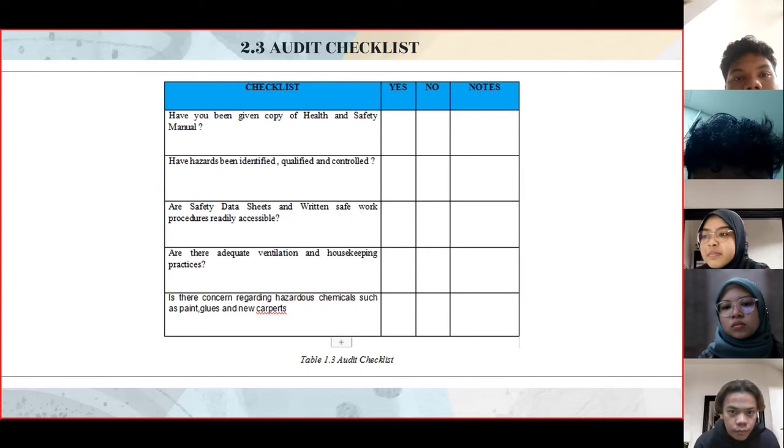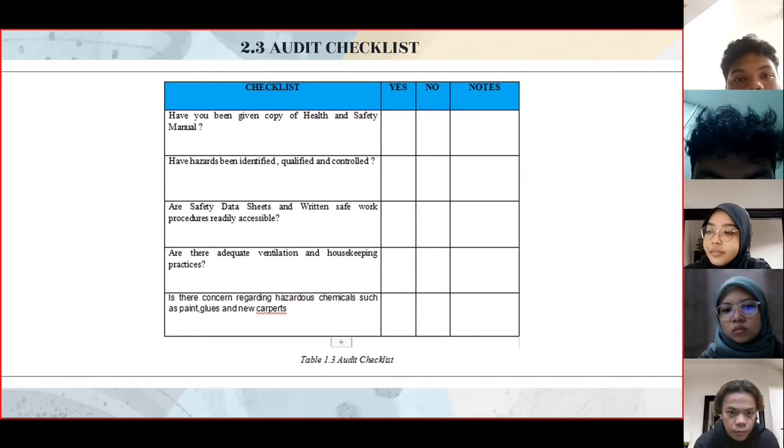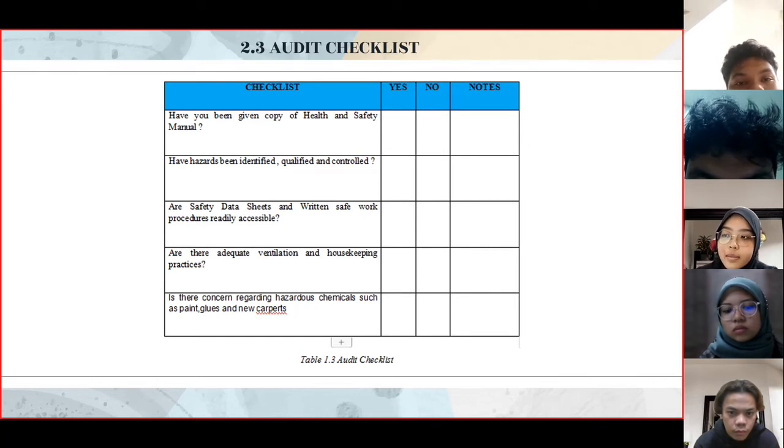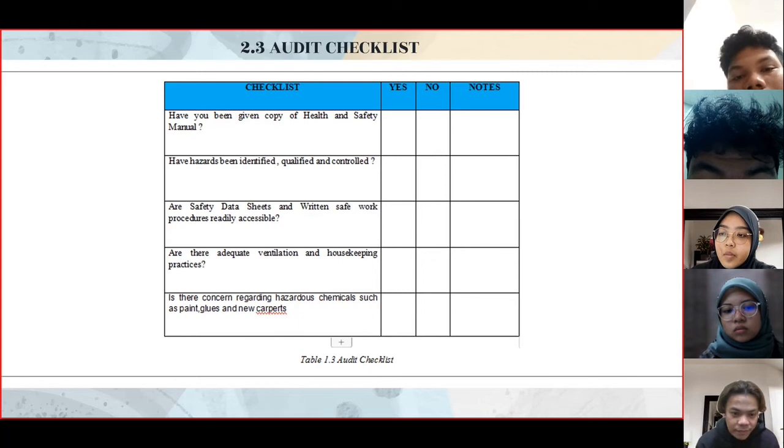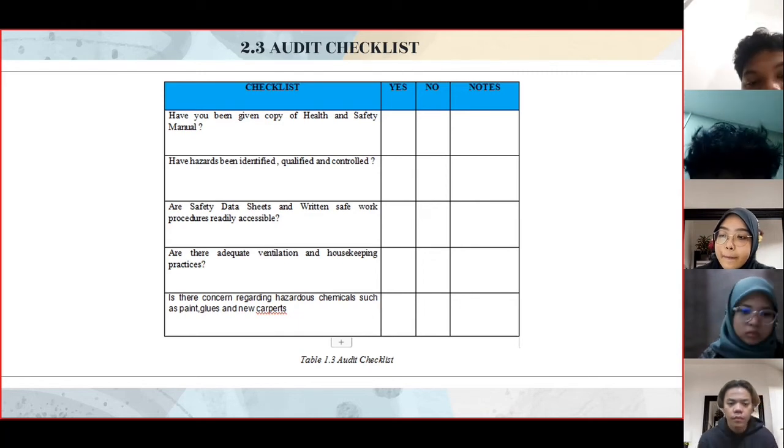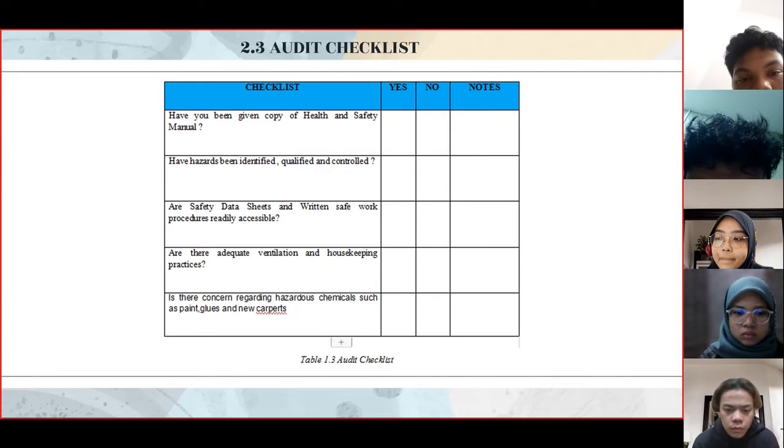2.3, audit checklist. Have you been given a copy of the health and safety manual? Have hazards been identified, qualified and controlled? Are safety data sheets and written safe work procedures accessible? Is there adequate ventilation and housekeeping practice? Is there concern regarding hazardous chemicals such as paint, glues and new carpet?